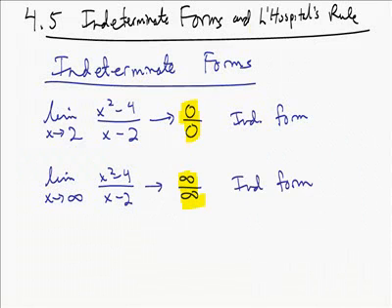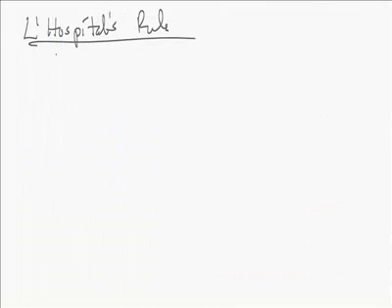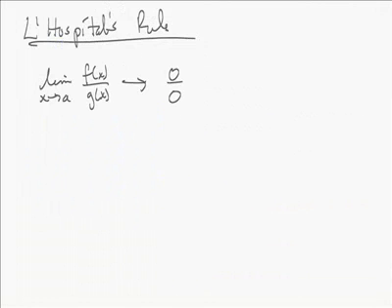And in either of these cases, one way that you can try to evaluate this limit is by using L'Hopital's rule, which says basically this. It says if we have a limit as x approaches some value a of a function f of x over a function g of x, and this approaches either 0 over 0 or infinity over infinity, this is one of those indeterminate forms.